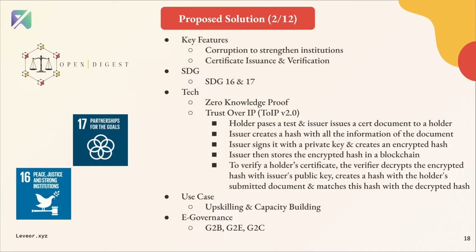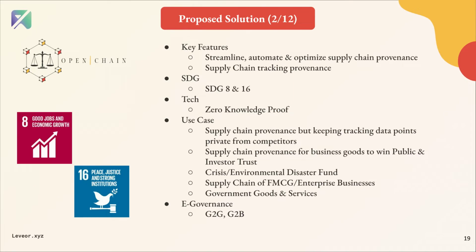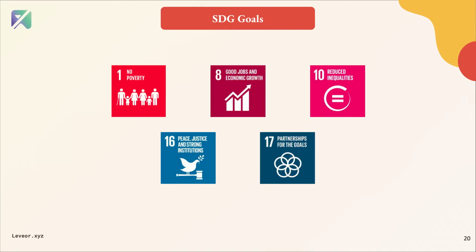This model helps to verify that citizens or employees are skilled and certified enough to participate in various services. Next up, we have Open Chain, which focuses on streamlining supply chain provenance. Since it uses zero knowledge proof, it helps businesses to prove that a business good was supplied properly to win public or investor trust. On the other hand, they get to keep this business data confidential and private from their competitors. It's a win-win for them. So to summarize, our solution modules aim to tackle these 5 SDG goals.